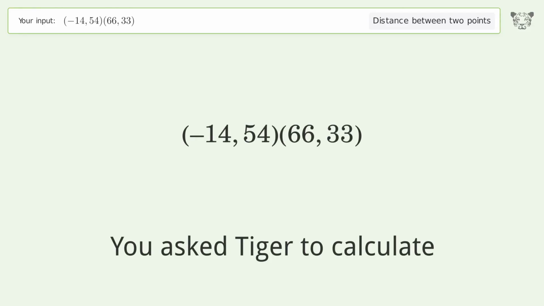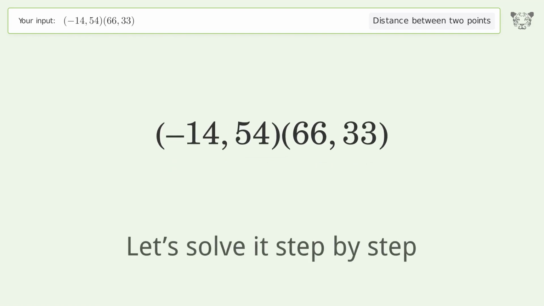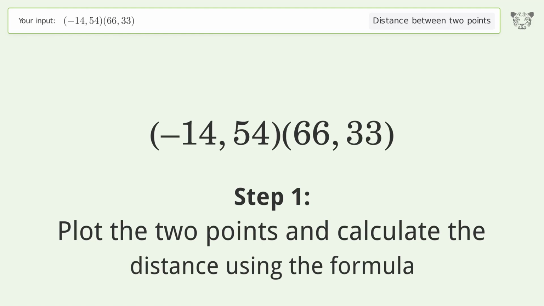You ask Tiger to calculate. This deals with the distance between 2 points. The distance between the 2 points is the square root of 6,841, or 82.71. Let's solve it step by step. Plot the 2 points and calculate the distance using the formula.